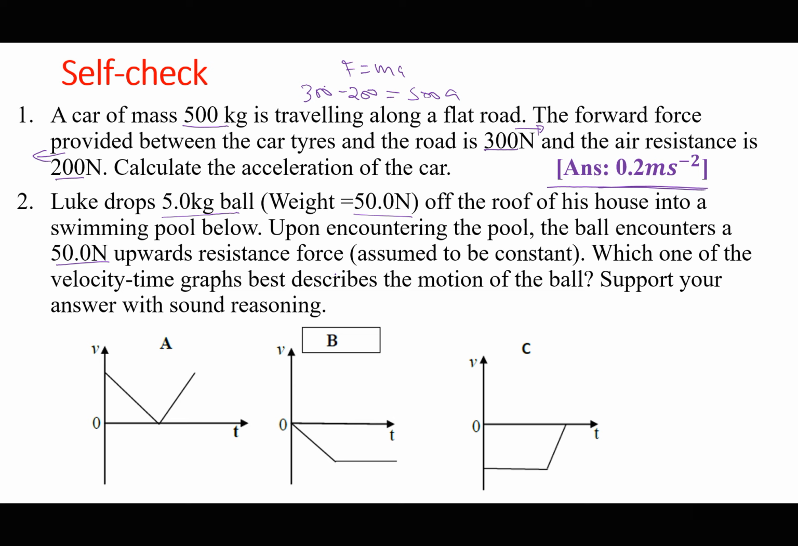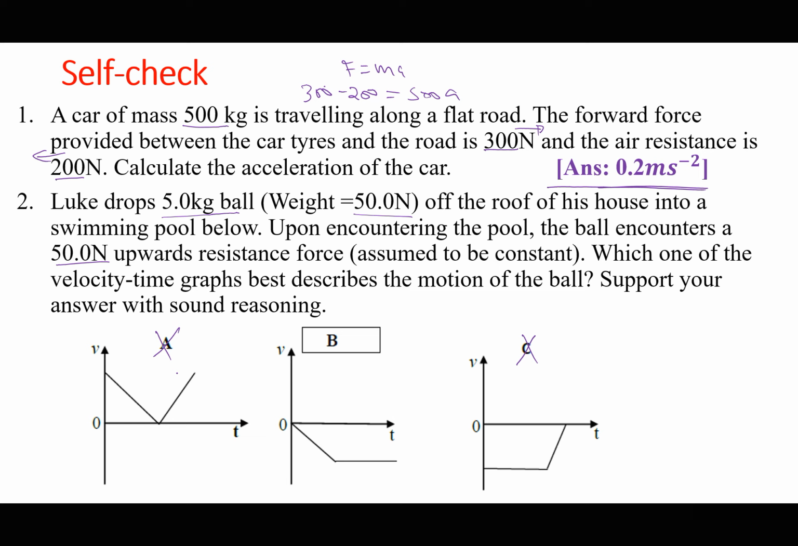So it means, first of all, the speed must be increasing before encountering the pool. So C is going to be automatically wrong because C is showing that the speed is constant before encountering the pool. So we have to choose between A and B. A is showing that the speed is decreasing before encountering the pool. If air resistance is negligible before encountering the pool, then A would be wrong because we expect that the speed must increase before encountering the pool.